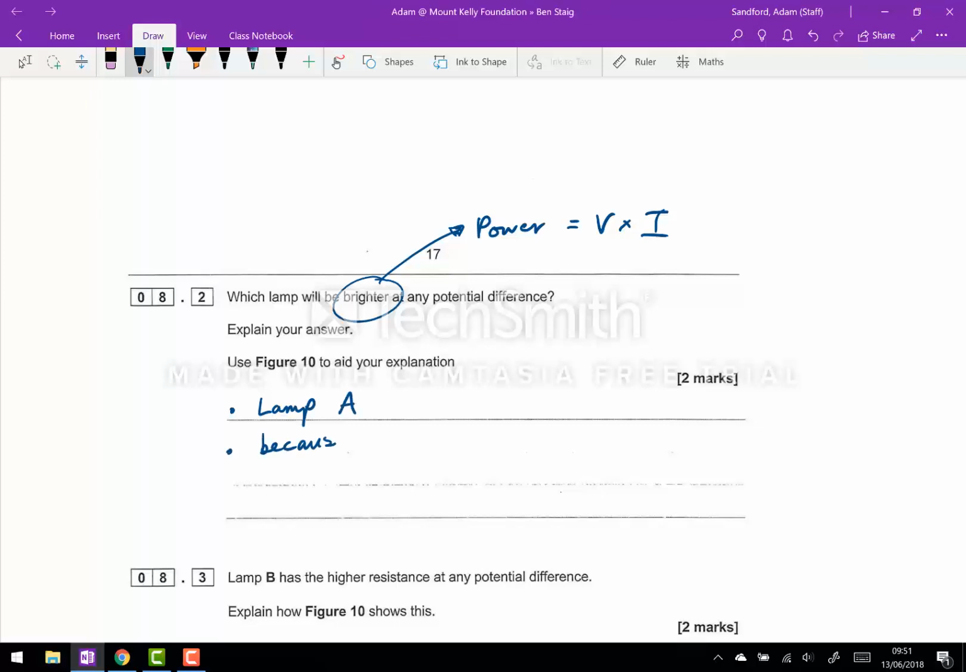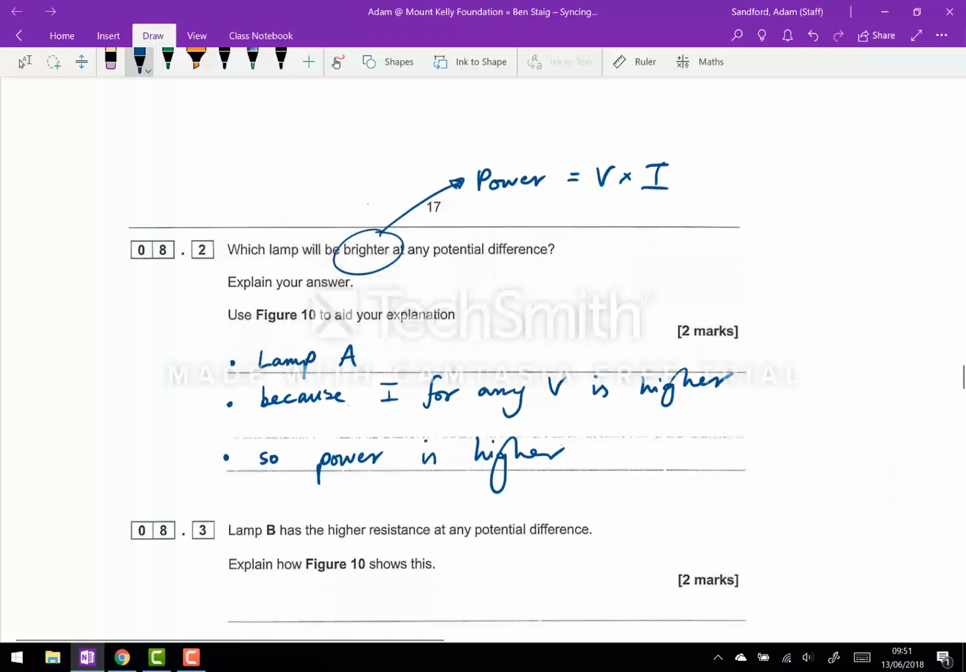because I for any V is higher, so power is higher. Bullet point even little tiny sentences, okay? Because that way you're breaking your answer down into more logic.